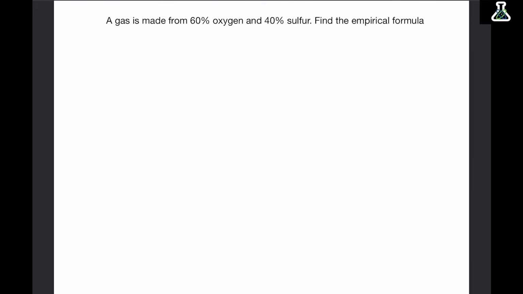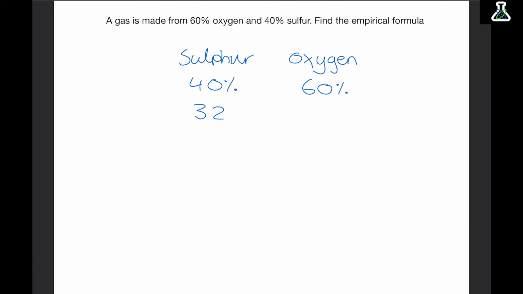Find the empirical formula. So the first thing we're going to do is write out what we know from the question. So we have sulfur, and we have 40% of it, and we have oxygen, and we have 60% of it. Now, another bit of useful information is the mass number of each of these elements. So sulfur has a mass of 32, and oxygen has a mass of 16.